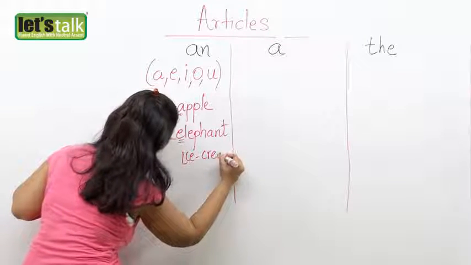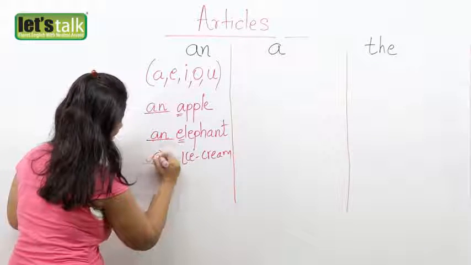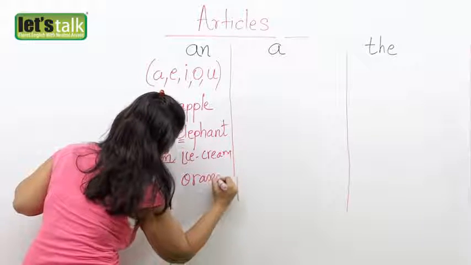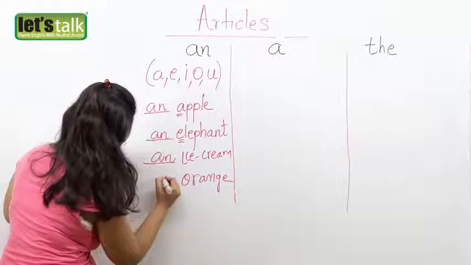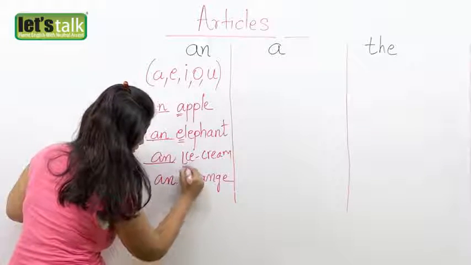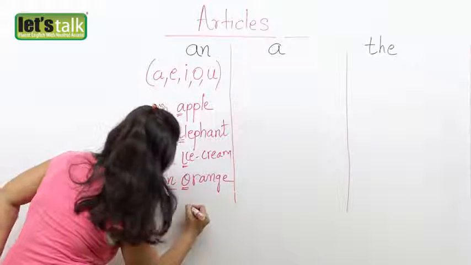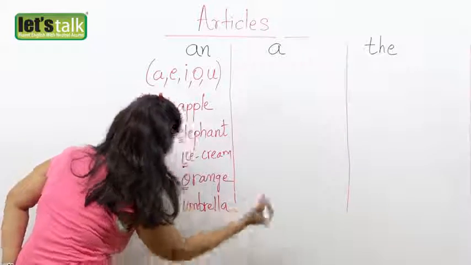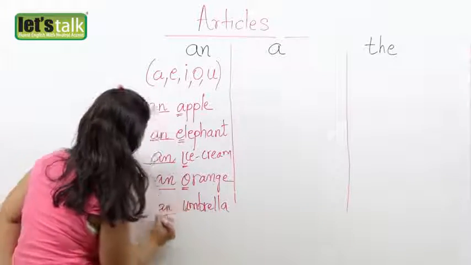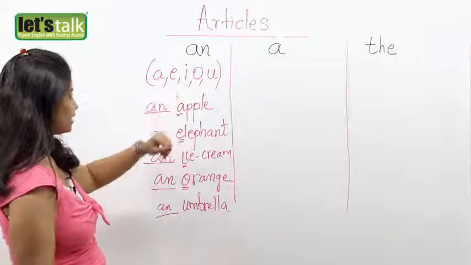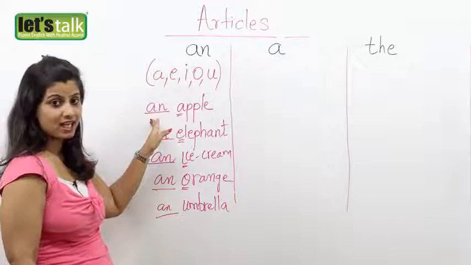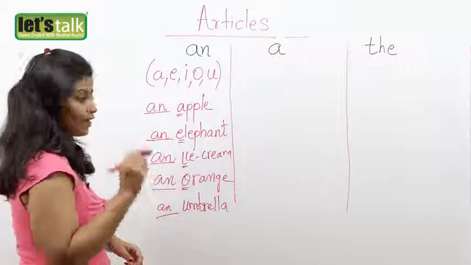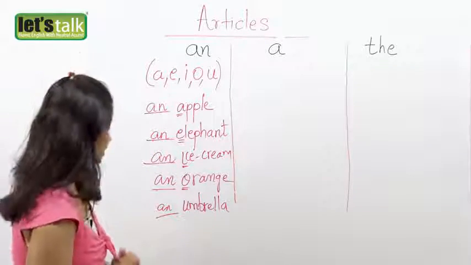Ice cream. Okay, so "an ice cream". Orange. Again, "an orange". And the last one is umbrella. Again, it's "an umbrella". So we have learned that we have to use the article "an" before a word beginning with a vowel. There are a few exceptions here which I will tell you about.